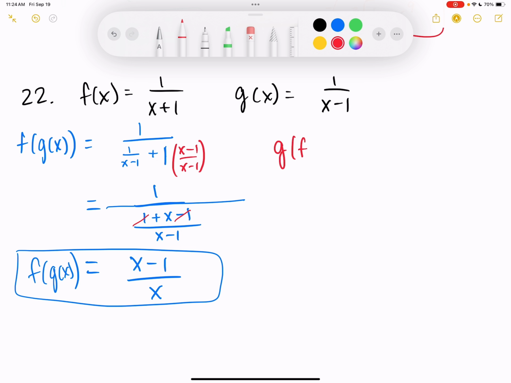All right, g of f of x is 1 over x plus 1 minus 1. Oh, we're still in the same problem. Yep, she asked us to explain what y was. So I'm multiplying this minus 1 by x plus 1 over x plus 1. So on top I have 1 all over 1 minus x minus 1.